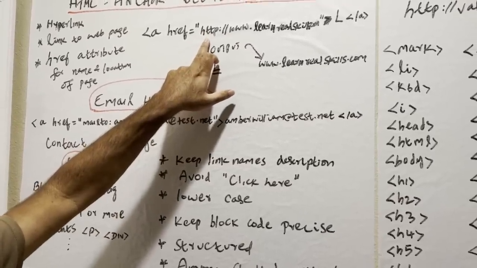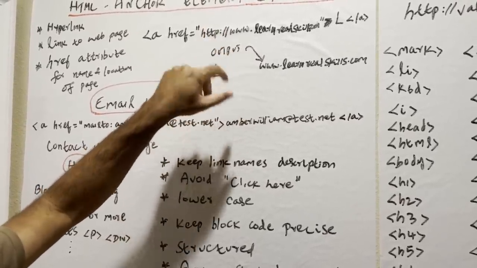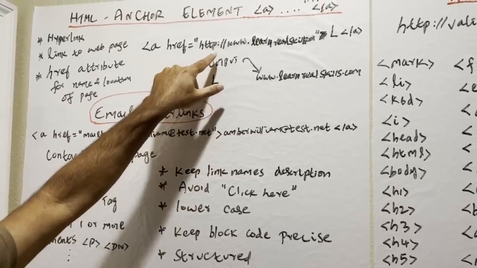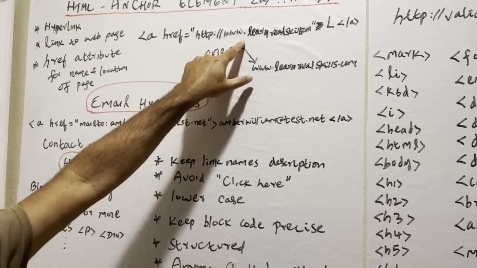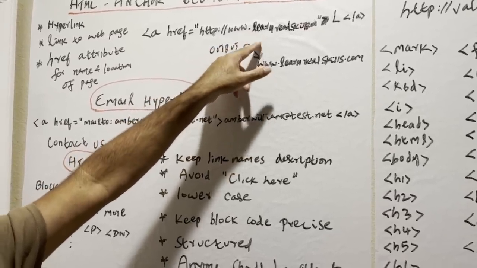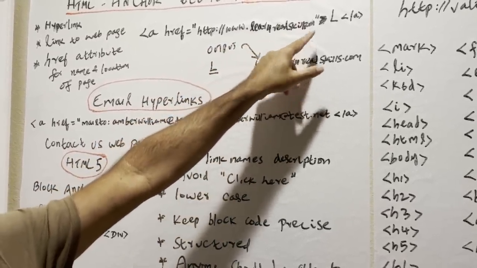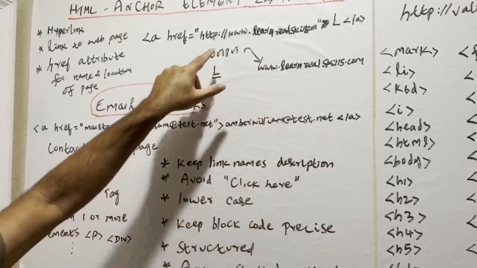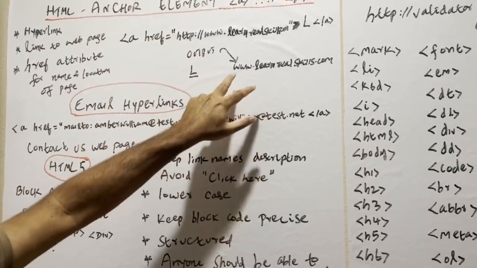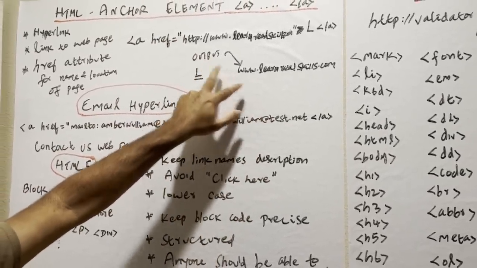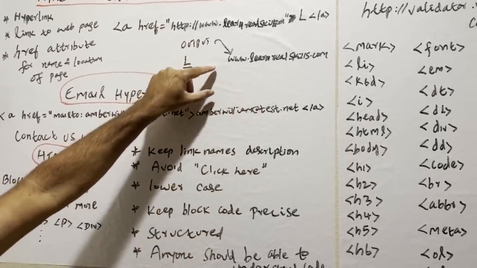In some cases people say you don't have to put all this, but here you've got to put in the code HTTP://www dot, for example I'm giving learnrealskills.com. That's our website. So that's how it works: when the user clicks on the link, it will go here. This is the output. It will go to the link actually.